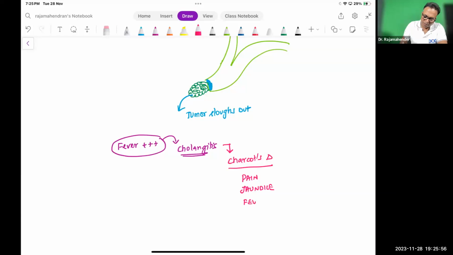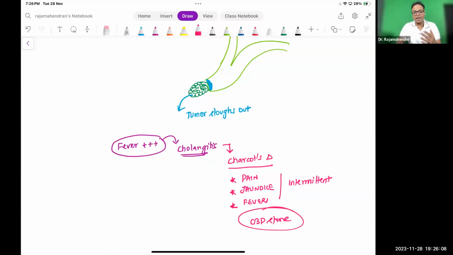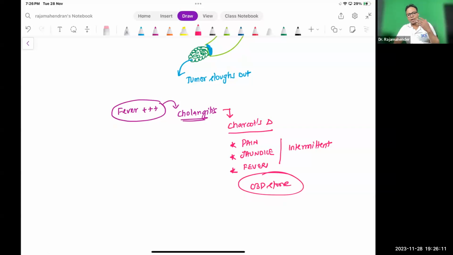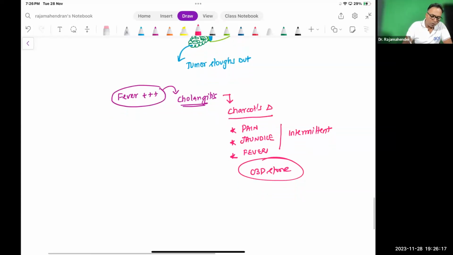Pain, jaundice, fever. It is also known as intermittent pain, intermittent jaundice, intermittent fever. It is a classical feature of CBD stone. Please don't forget. When there is cholangitis happening, intermittent pain, intermittent jaundice, intermittent fever is classically seen in CBD stone. And if you're not going to treat the CBD stone immediately, they will land up in Reynolds pentad.